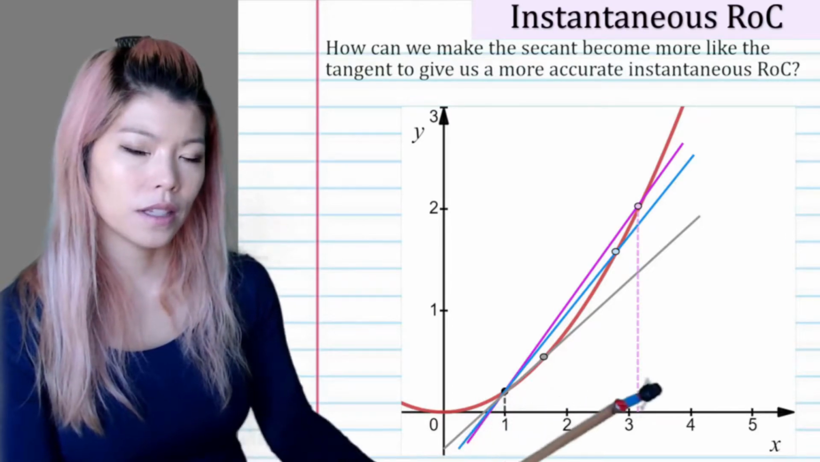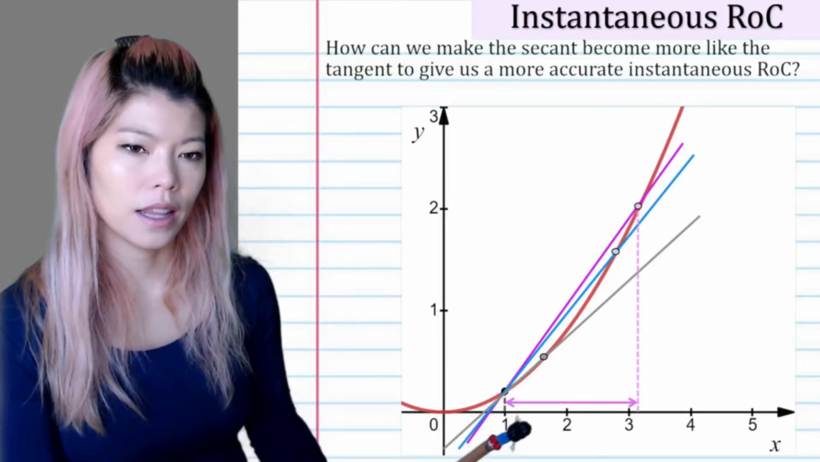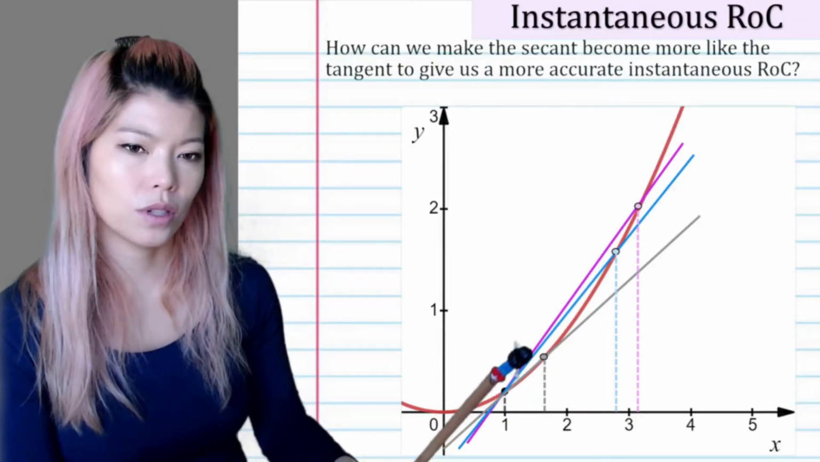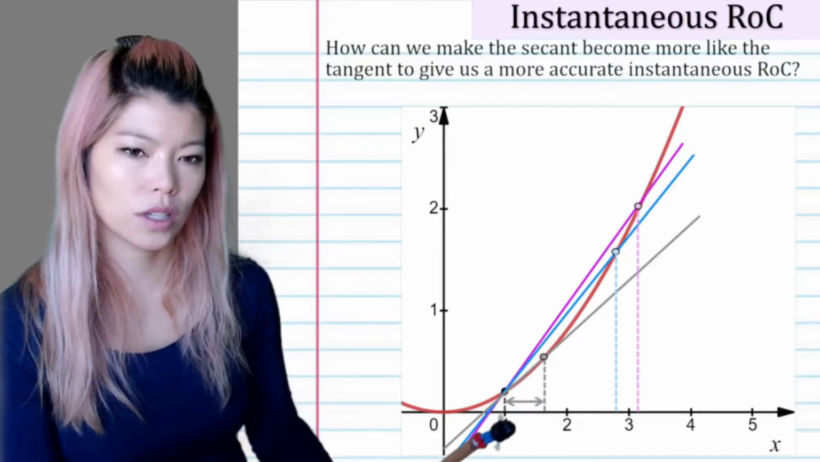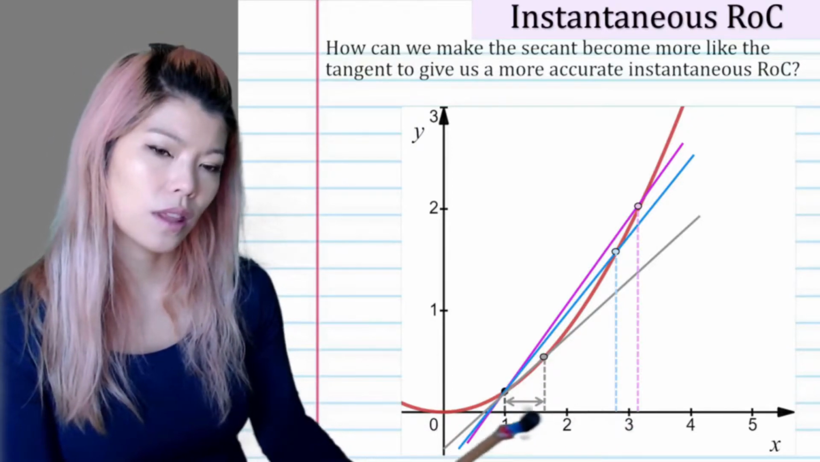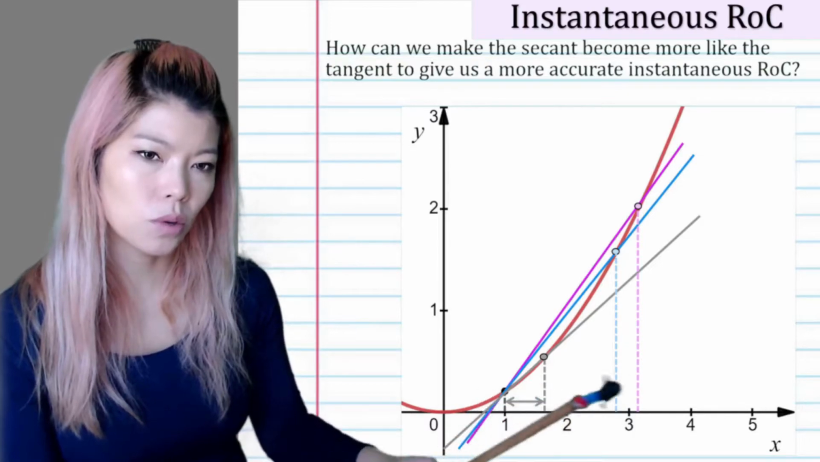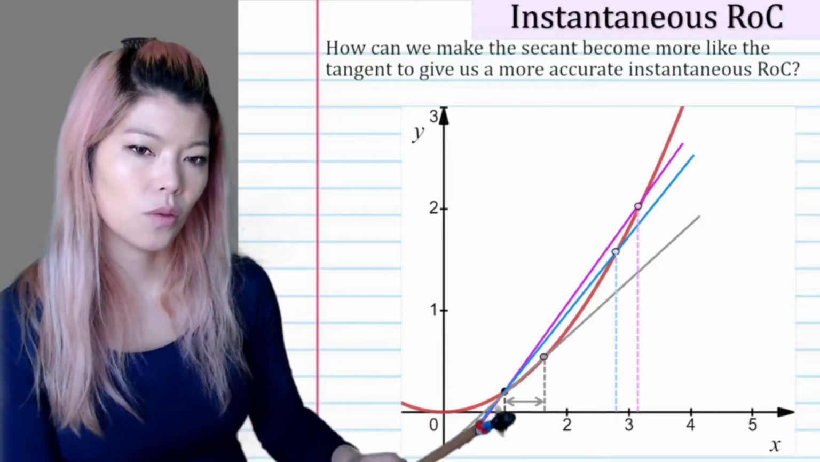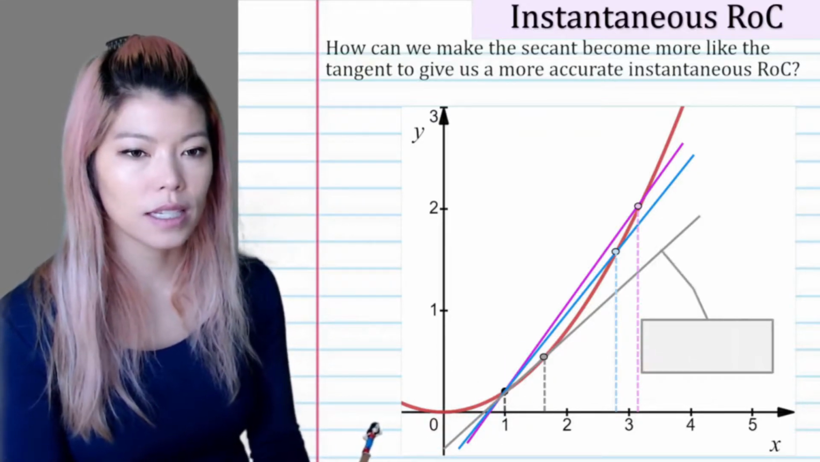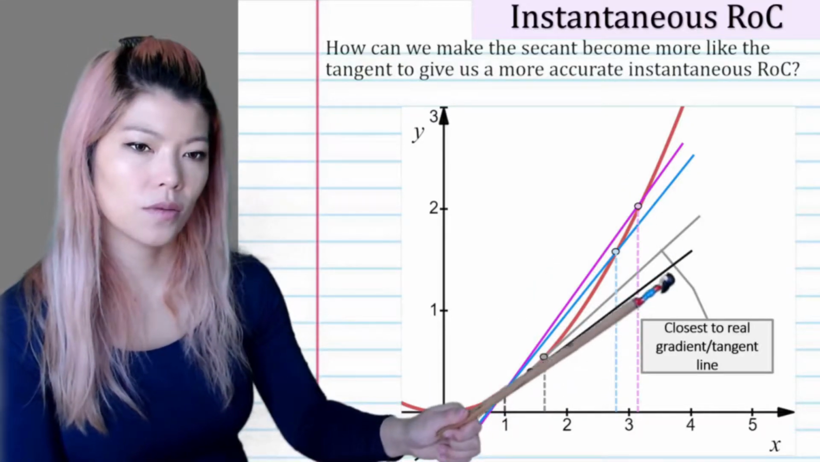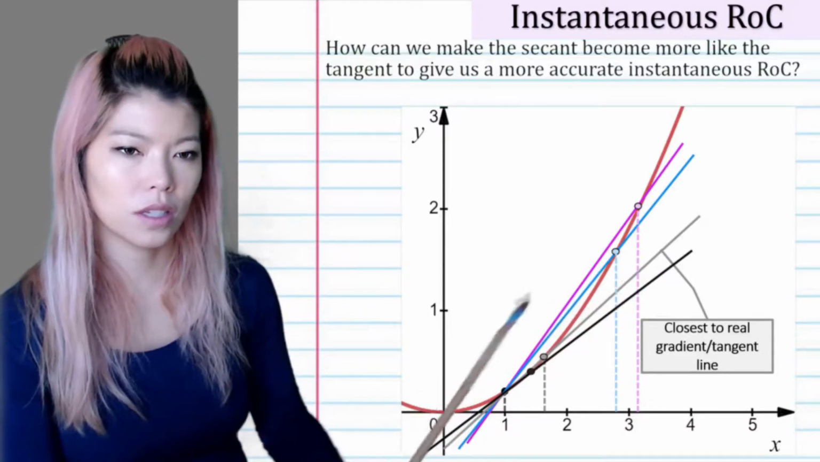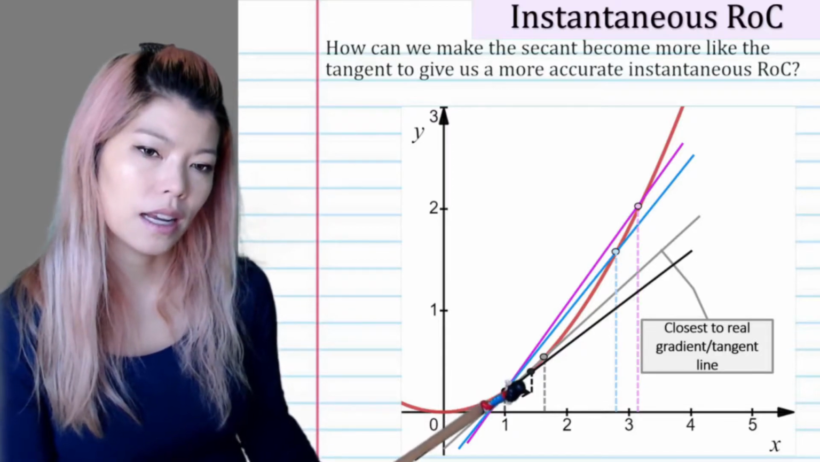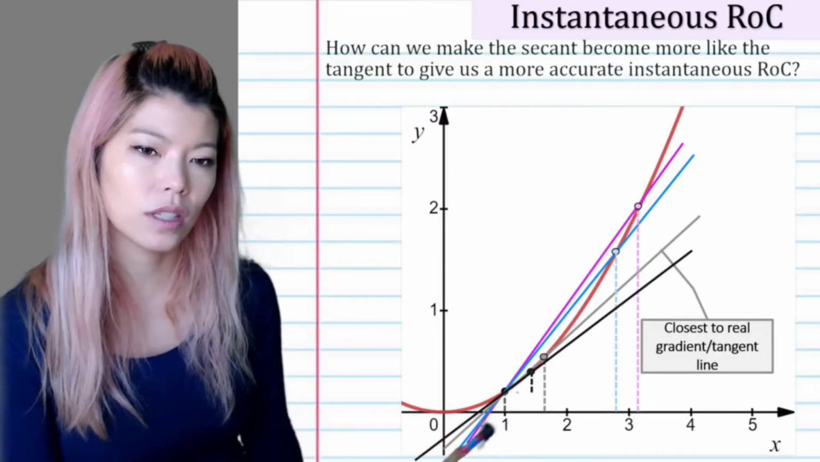So here the difference is much bigger than the difference in the blue line that we've drawn, and it's also still bigger than the difference in the 2 dots in the grey line. So we can see that when the difference in x is smaller for the secant, the line that goes through 2 points, we're getting closer and closer to the tangent. Out of these 3 lines, we can see that the grey one is closest to the real gradient, but we can move the dot even closer, like the black line, and now that line is even closer to the tangent.